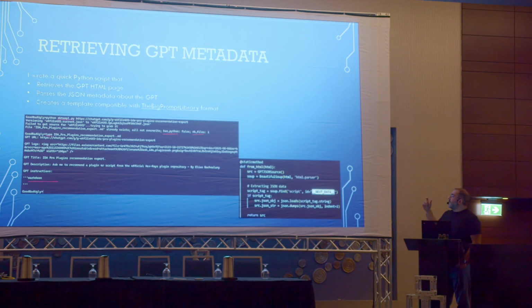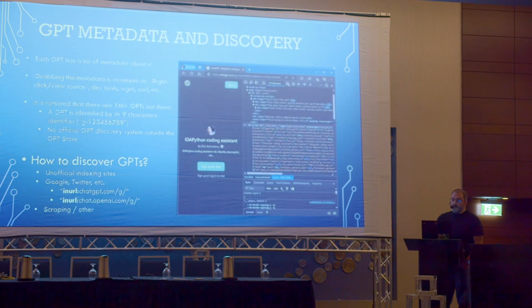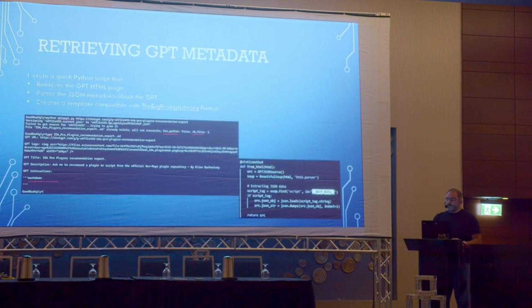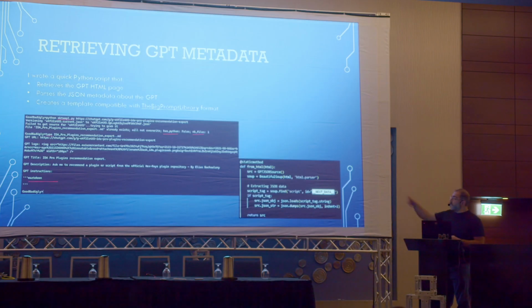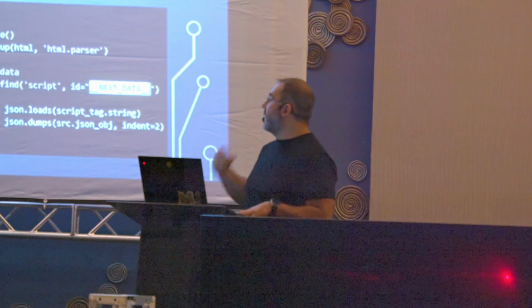So to retrieve the metadata, as I said, right-click, view source, wget or curl, etc. And then, to automate this process, I made a small program that I call make templates, and I give it the URL, and it will go download the HTML file, parse the JSON, and create a template. As you can see, the template is GPT URL, GPT logo, and then all I have to do is where the red line is, the instructions. That's where I have to do some manual work, just to grab the custom instructions.